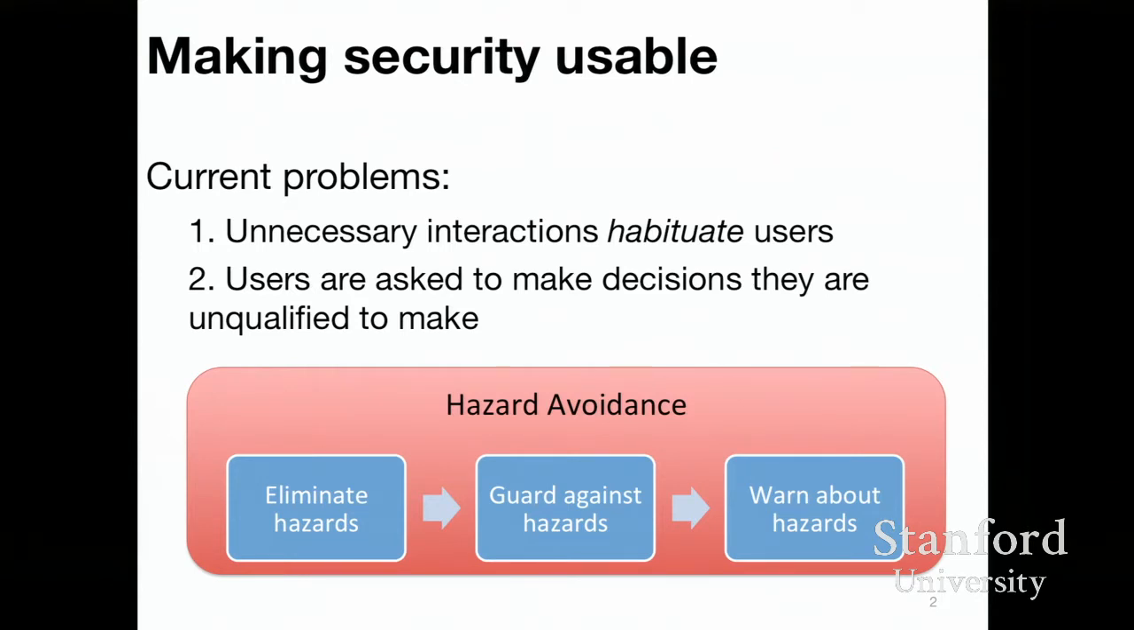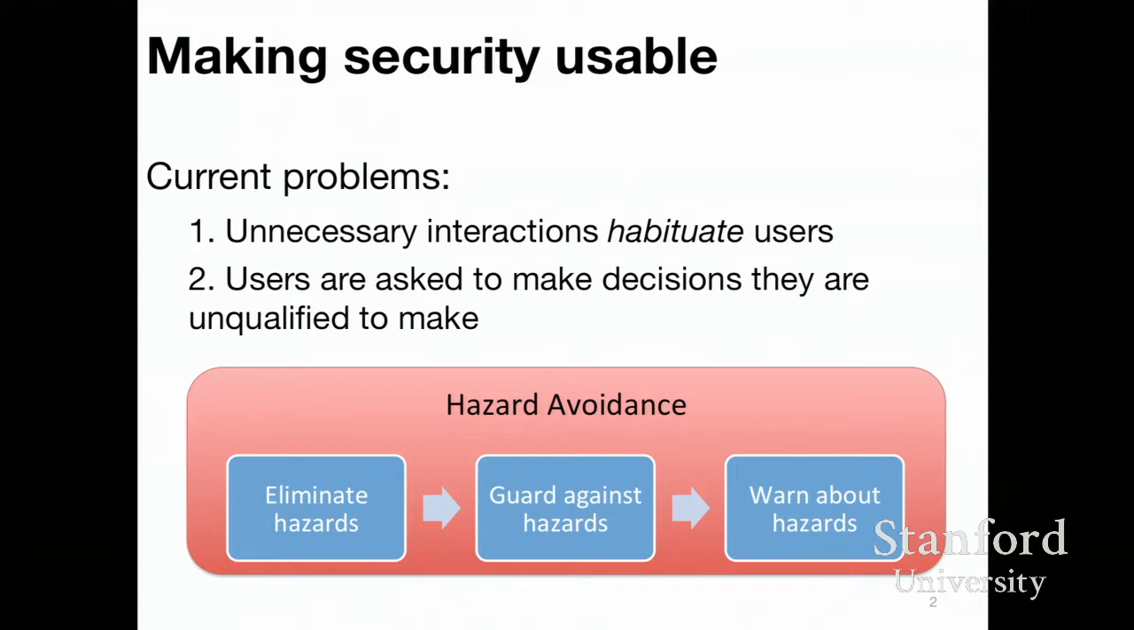interventions. So the best thing you can do when faced with a hazard is simply eliminate that hazard so that people don't encounter it. Sometimes we can't do that. So the next best thing is to guard against the hazard so that people are less likely to succumb to that hazard. And then only in the worst case, when none of that is available, we use warnings.